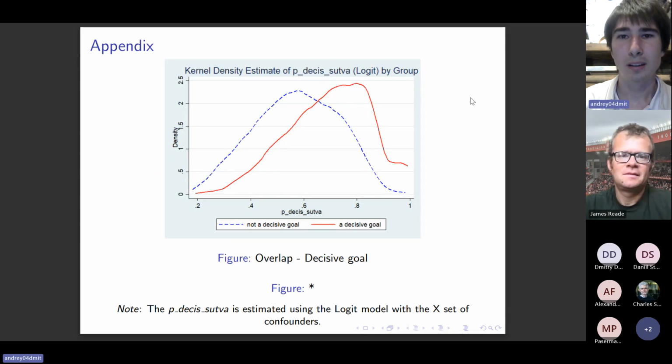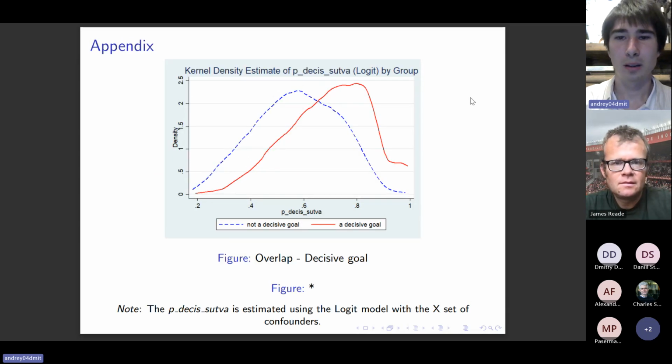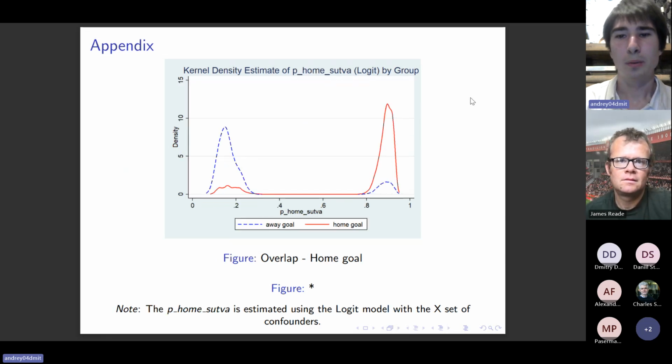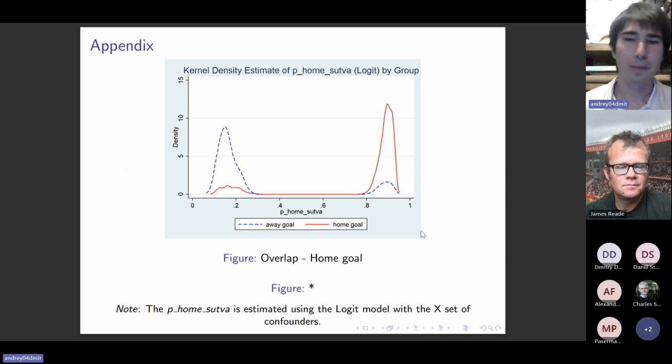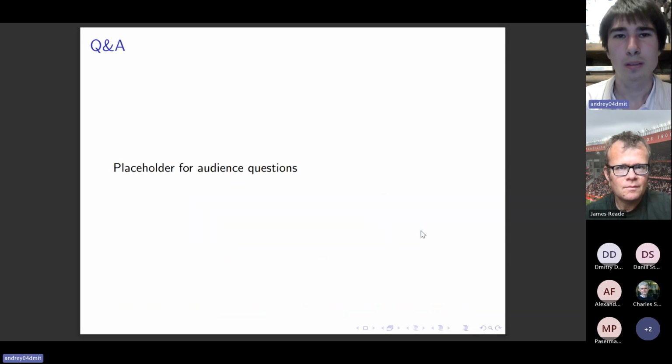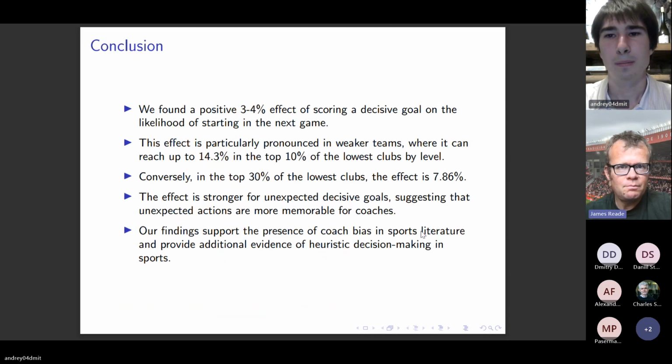And here is the appendix, with the overlap for decisive goals and for home goals. As you can see here, the overlap is almost zero, because the logit model wasn't very nice at predicting. Yes, something like this happens. So that's all. You're free to ask questions.